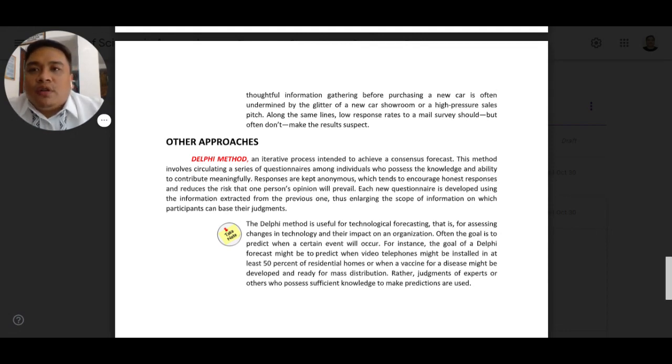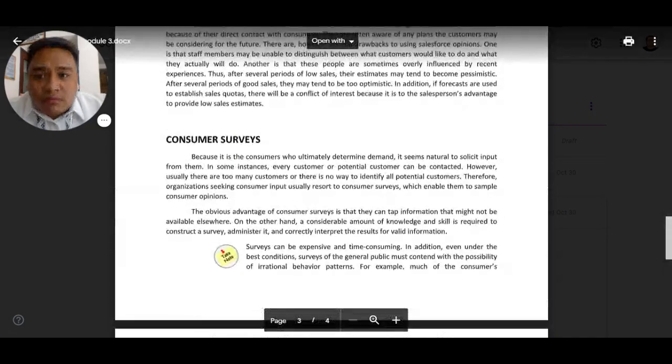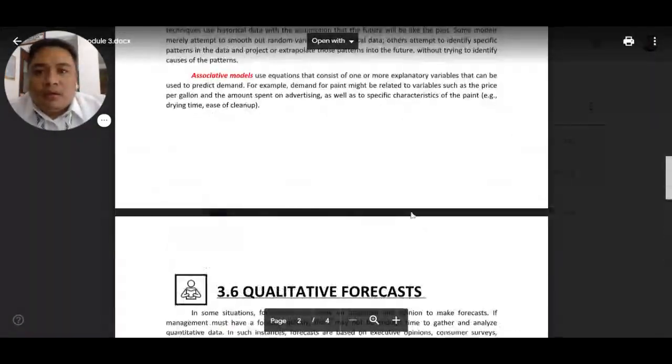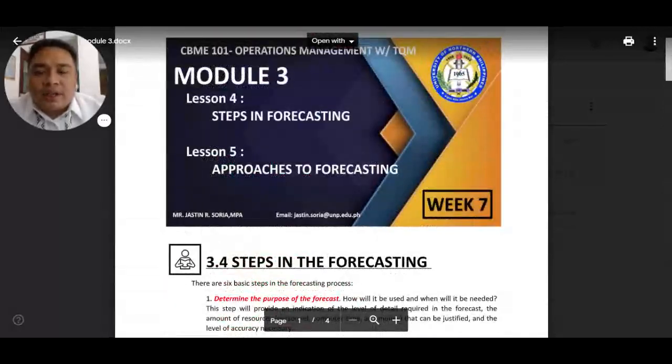The Delphi method is useful for technological forecasting, that is, for assessing changes in technology and their impact on an organization. So that's what we call the Delphi method. So that's the end of week 7 on our topic of forecasting.